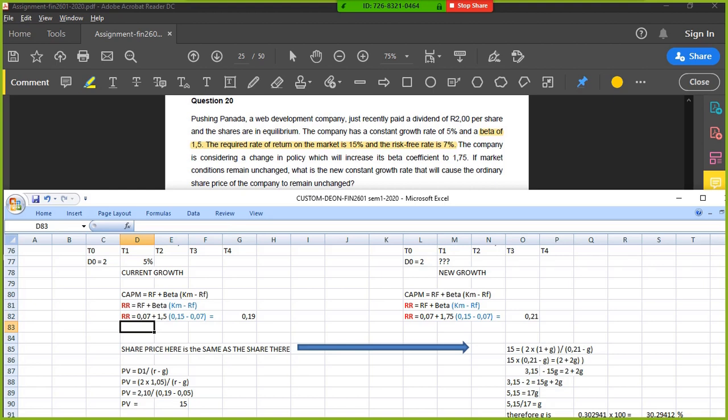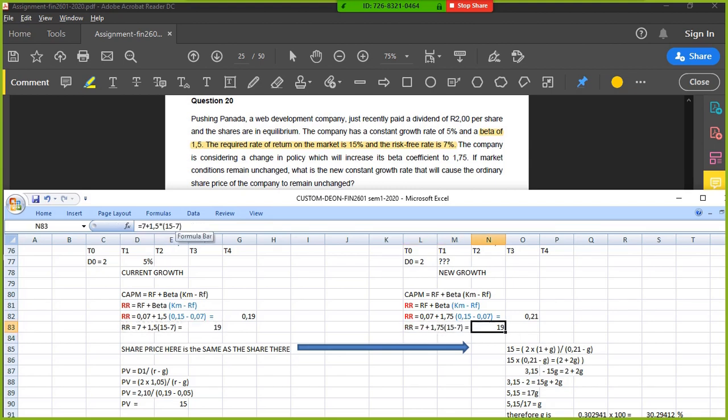Let me just check this without the decimals. If it's 7 plus 1.5 times 15 minus 7. Let's just see what we get. Is it the same answer? Maybe the decimals change the answer. Let's just double check. Okay, it's still 19. That's fine. Okay, the company is considering changing the policy. Beta coefficient is 1.75. Let's just check that as well. Risk-free 7. This needs to be 7.5.